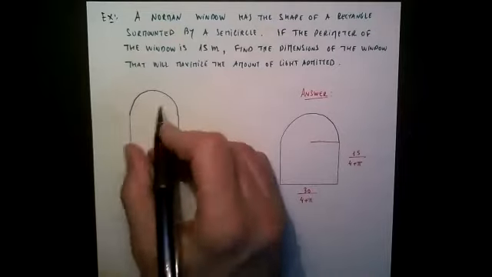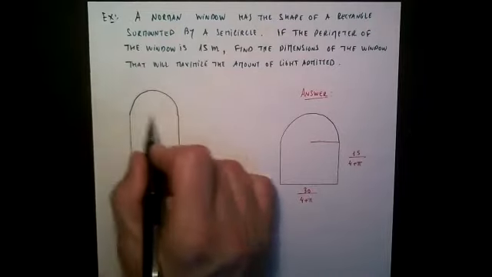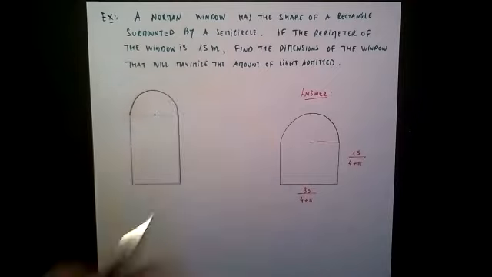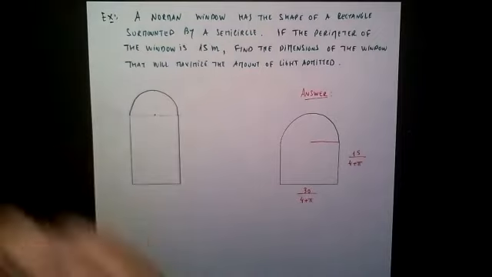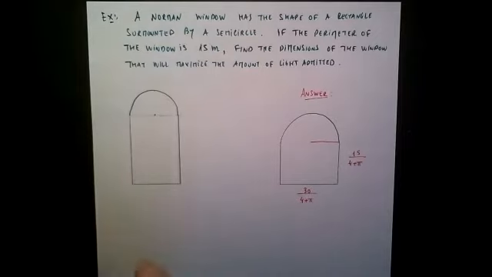All right, so let's start labeling stuff. So I'm going to call this here X. So obviously this would be 2X. And this I'm going to call Y.